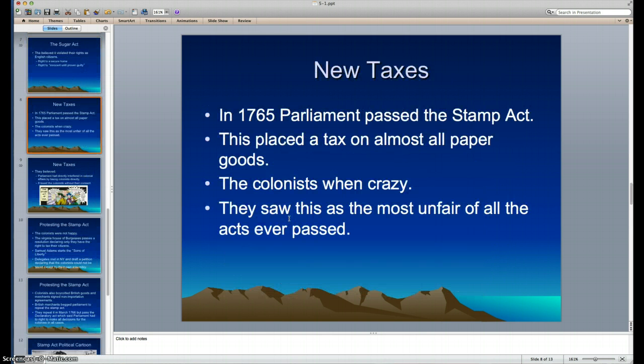All right, so new taxes. This one is kind of the straw that breaks the camel's back. This is the one that really upsets the colonists, and we're going to go over why. It's called the Stamp Act. The Stamp Act is an act, or a tax rather, that is placed on all printed goods.